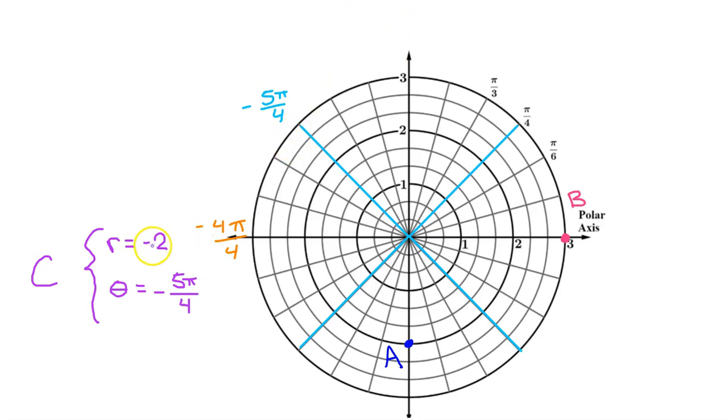Ignoring the negative sign, we will move 2 away from the origin. Then we will rotate to -5 pi over 4. However, because the r value is negative, we need to move in the opposite direction, landing us right here in the fourth quadrant instead of the second quadrant. So point C is right here.